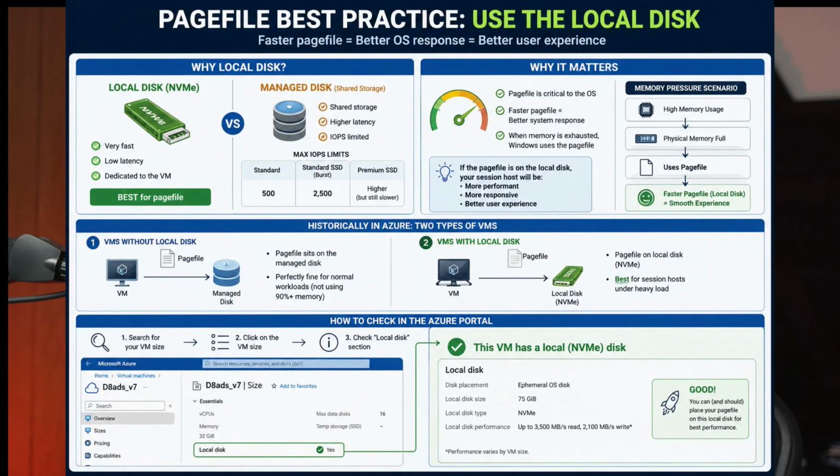disk. And that basically means that if the host starts to run out of physical memory, then it starts to use the paging file. And then it really makes a big difference to the usability of that session host. If the page file is on a local disk, it will be a lot more performant, it'll be a lot more responsive, and your users will notice it a lot more.